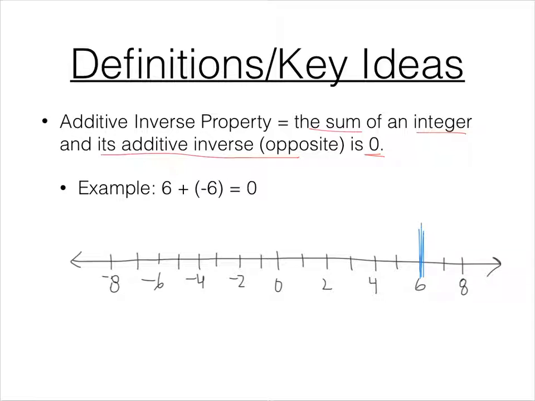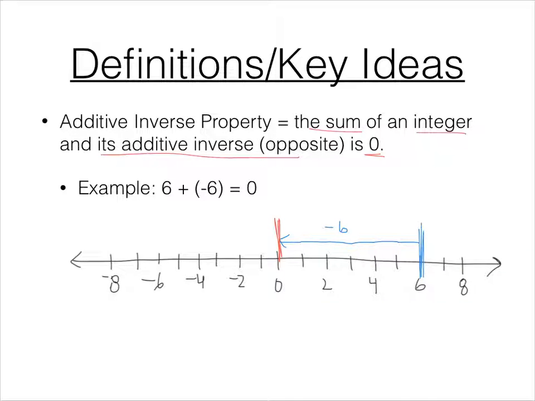I'm going to add a negative 6. What that means is I'm going to add numbers going in the negative direction. So negative 6, I'd be going 1 in the negative direction, 2, 3, 4, 5, 6 in the negative direction. So that would be negative 6. And where do I end up? I'm ending up at 0.